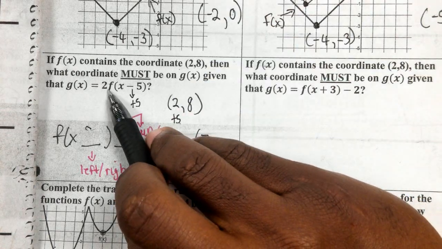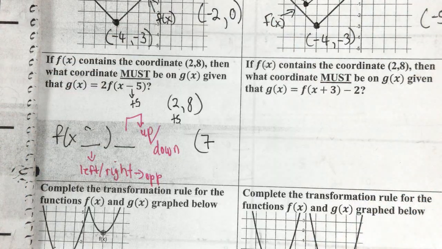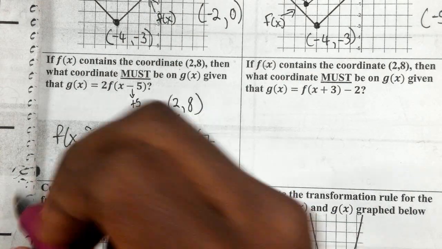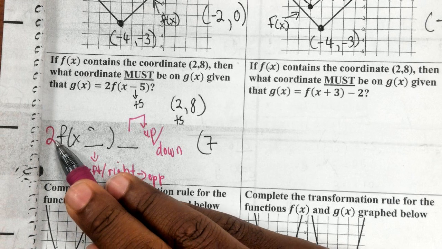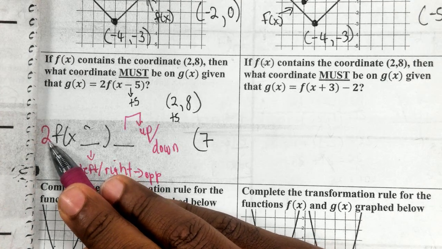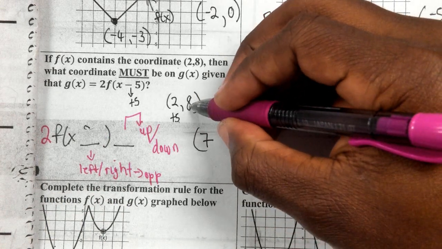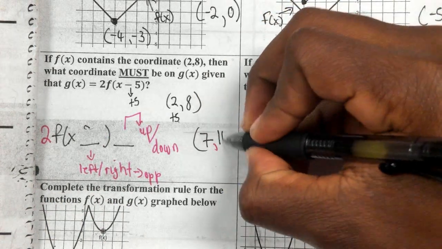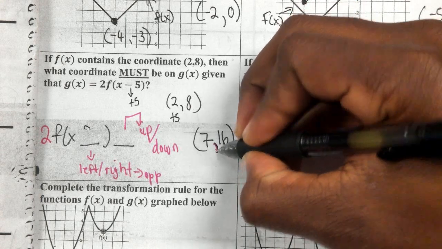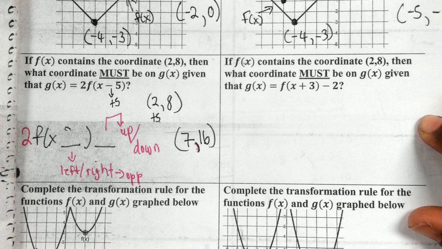But if you see, there's a number in front of our function, in front of that f. That number just tells me what I need to do to my y value. So all I need to do to my y value is multiply it by 2. My y value is 8, and if I multiply that by 2, I get 16. And this would be the coordinate for g of x. All right? So let's do the next question, guys.